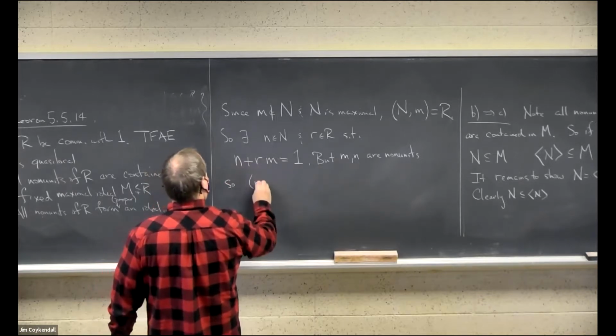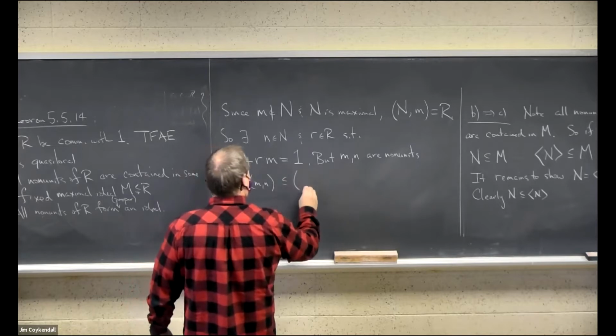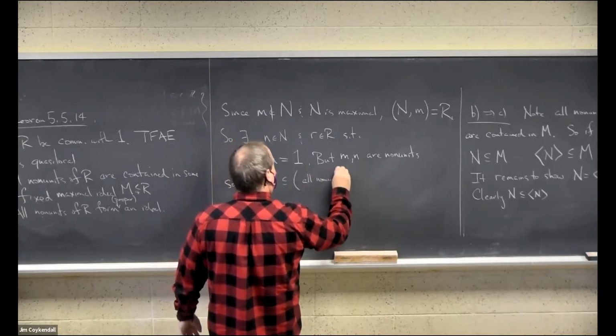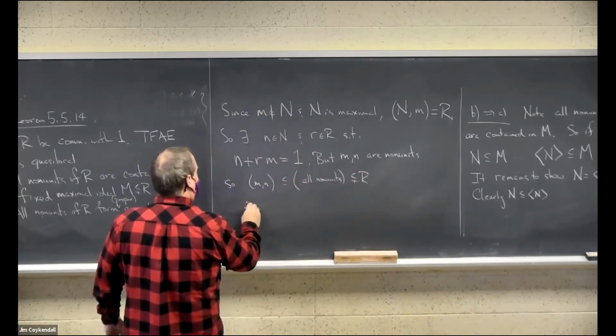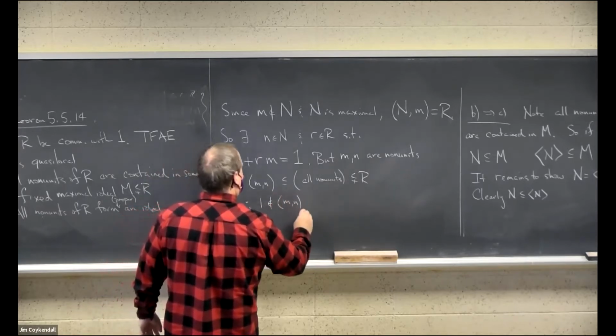So the ideal generated by N is contained in the ideal generated by all non-units, which is strictly contained in R. Therefore, 1 is not in N.